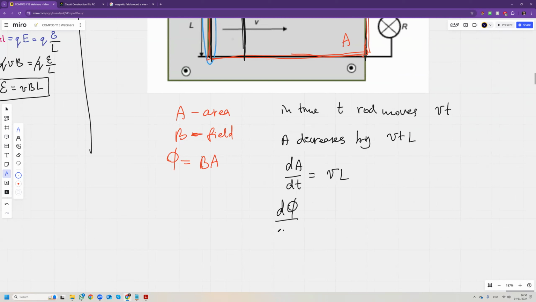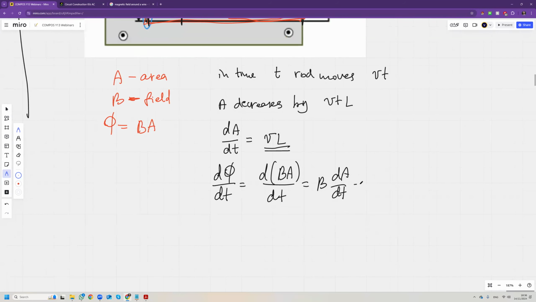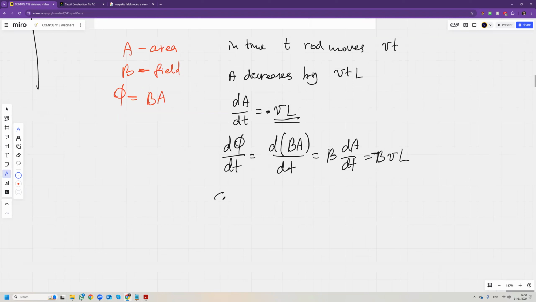So d phi dt is d(BA)/dt. B is a constant, so B dA/dt. And dA/dt is VL. So BVL. Well, yes, technically it would be minus, and that would be minus BVL. And EMF is minus d phi dt, which is BVL.